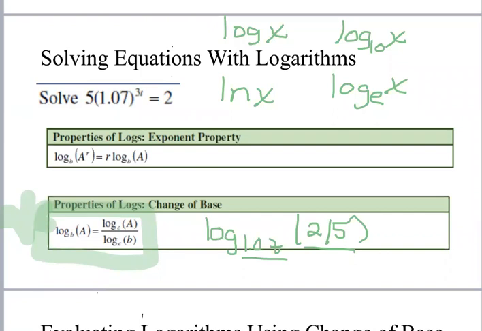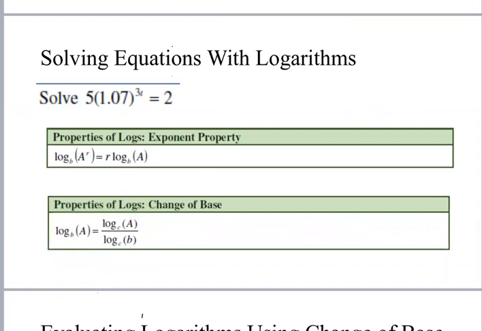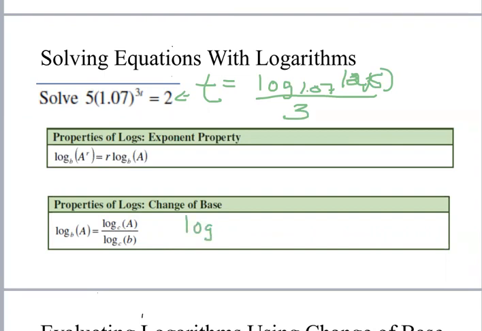So let me erase this board real quick. If we come back up, what we had from this previous problem right here was that t is equal to log base 1.07 of 2/5, all divided by 3. So what we can do with that is we can now say that it's equal to the log base 10, so it's just a number we can type in, of 2/5 divided by the log of 1.07. And these are now both base 10. And again, it's the big number divided by the base number.